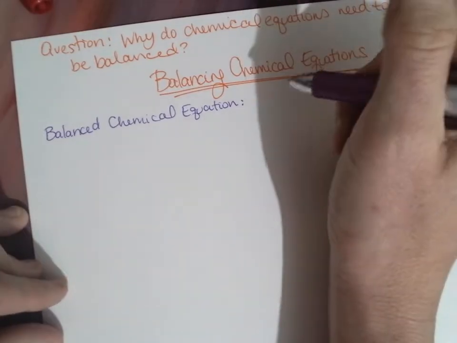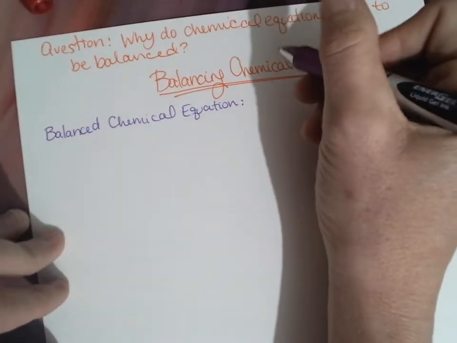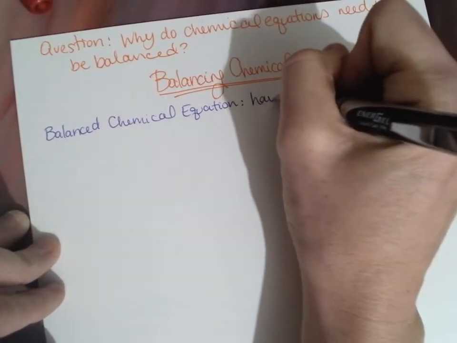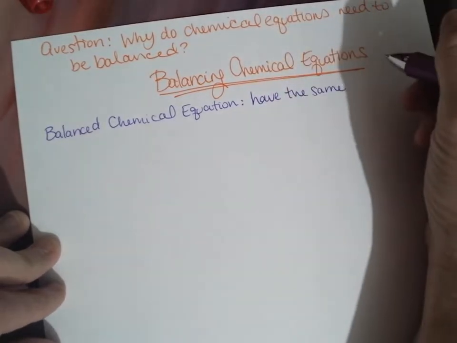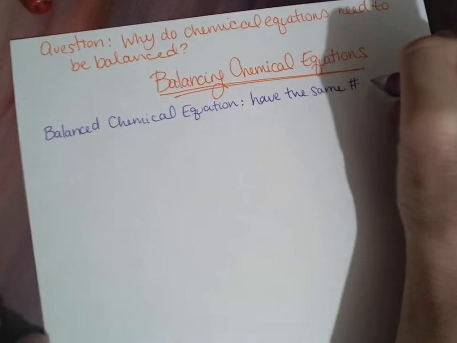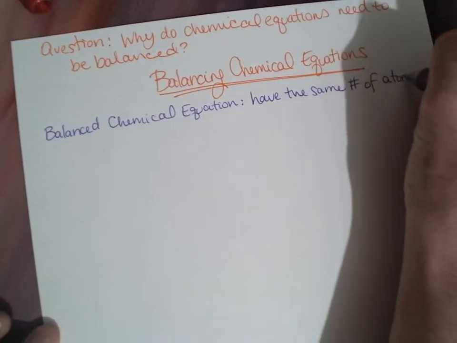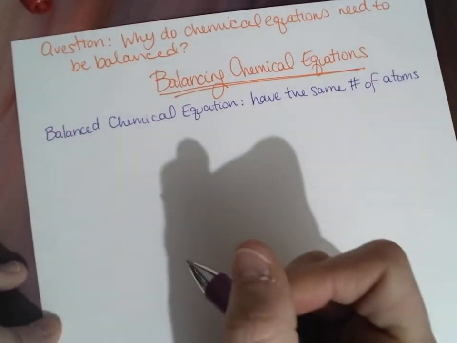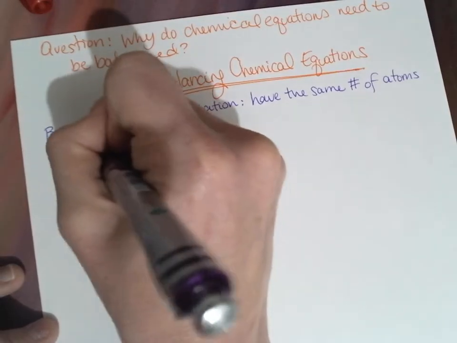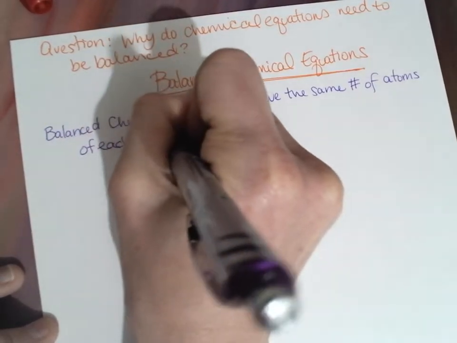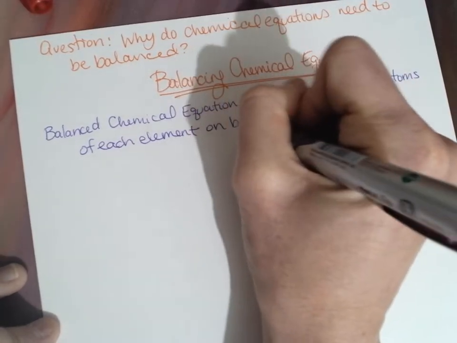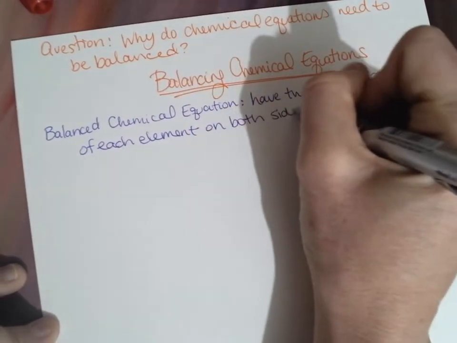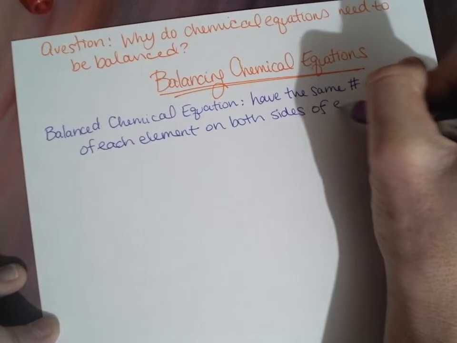A balanced chemical equation is a chemical equation that has the same number of atoms of each element on both sides of the equation.